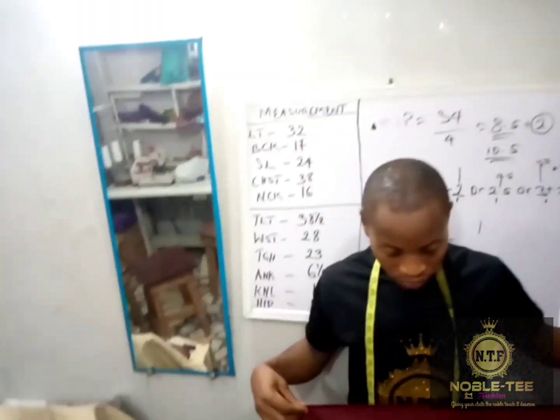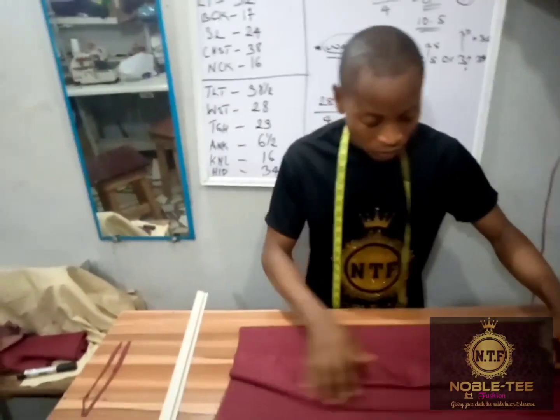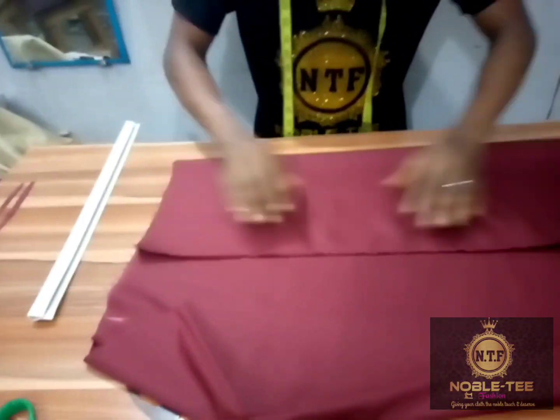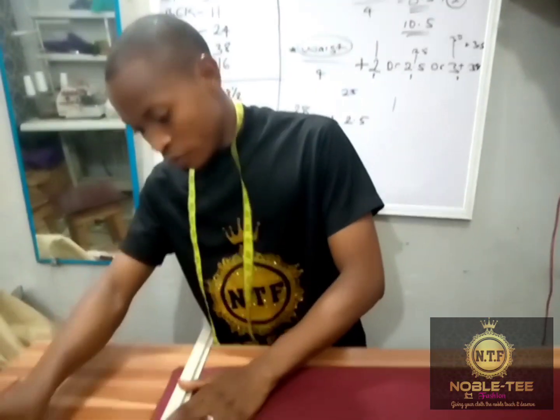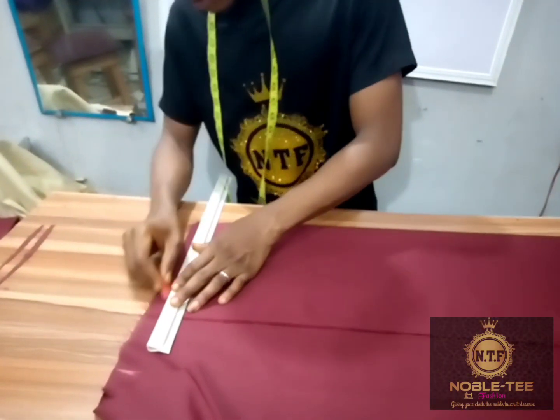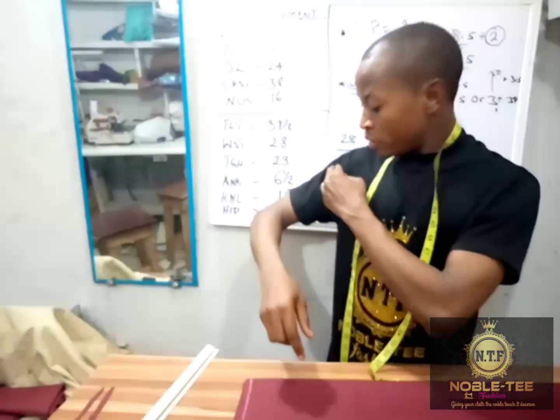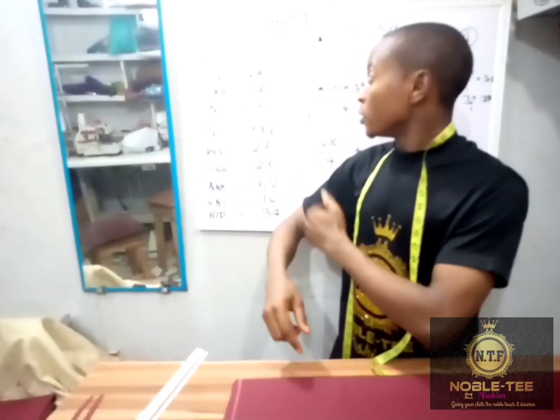Put your material and make it 4 layers. 1, 2, 3, 4. So now put this piece straight like this. So the chest is what normally determines the wideness of the sleeve. So the chest is what? Is a 38.